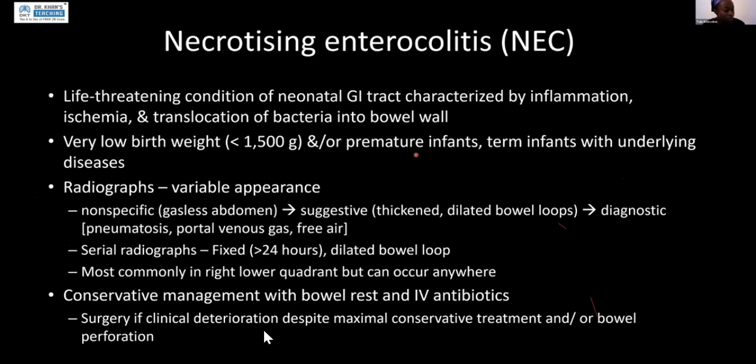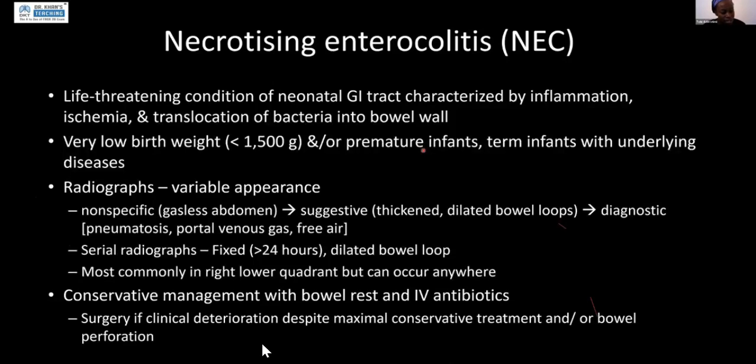Radiographs, like I said, can be non-specific, so we can see anything from a gasless abdomen to distended bowel loops to a non-changing bowel gas pattern. So just because you don't see the classical diagnostic signs of pneumatosis, portal venous gas or pneumoperitoneum, you can never fully exclude NEC on an abdominal radiograph, and it's important that you make the clinicians aware of that.